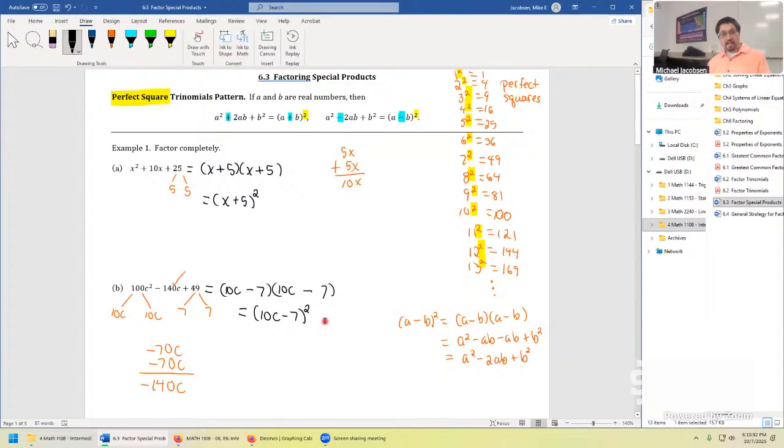So really fast on the last problems, sometimes the trial and error did take a little bit of time to come up with the right values.